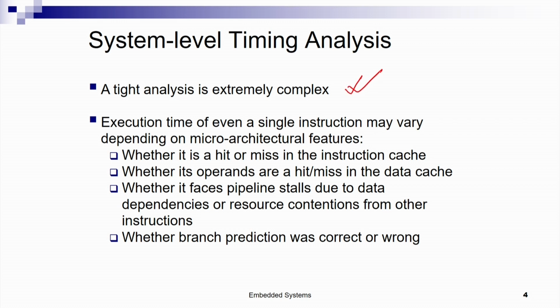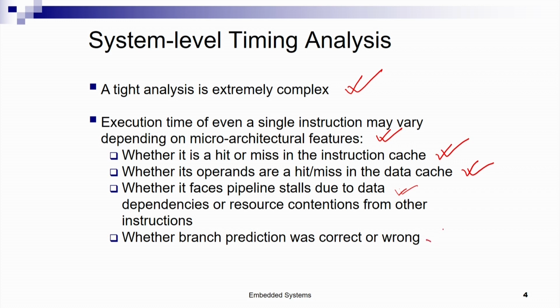Execution time of even a single instruction may vary depending on microarchitectural features, as I told you. What could be the different microarchitectural features? For example, whether there was a hit or miss on the instruction cache, whether its operands are a hit or miss on the data cache, whether it faces pipeline stalls due to data dependencies or resource constraints from other instructions. So, do we have data hazards, read after write, for example? If we have such data hazards, then we have to face pipeline stalls, and the time required could be more. Also, whether branch prediction was correct or wrong.